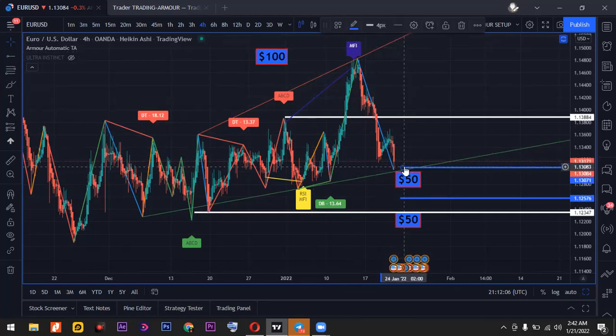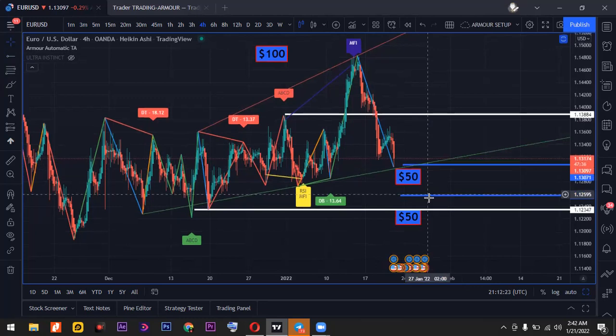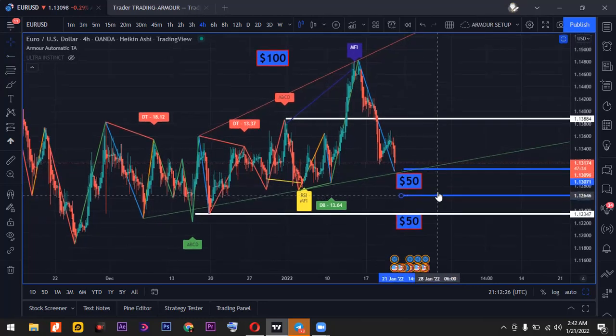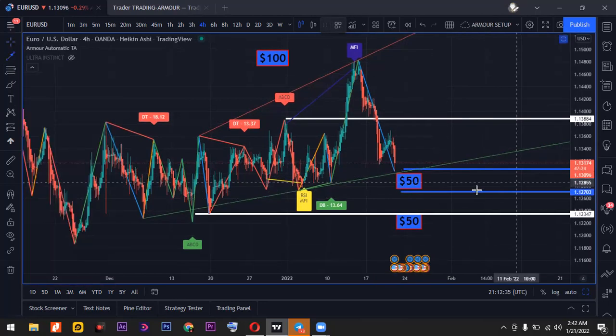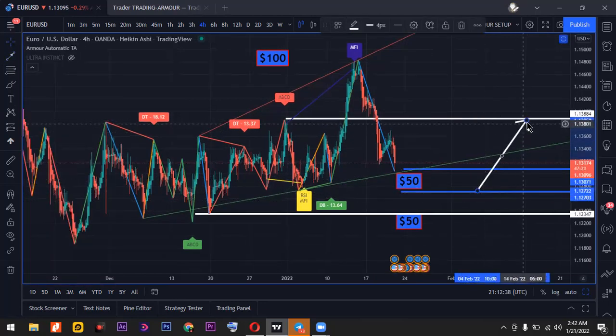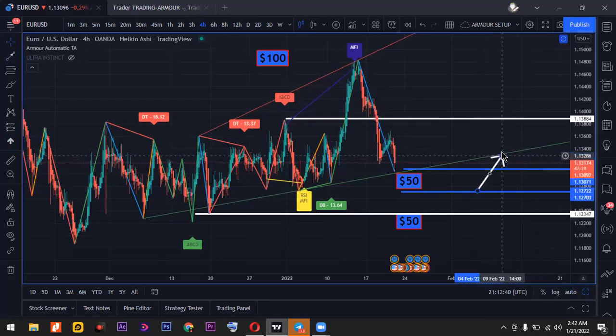We invested $50 here right now at the price of 1.130, and the second order at 1.123. So our average buying price will be somewhere between these levels, here in the middle, 1.17, somewhere here. So once it bounces back from here, whenever it retests, we can exit here.